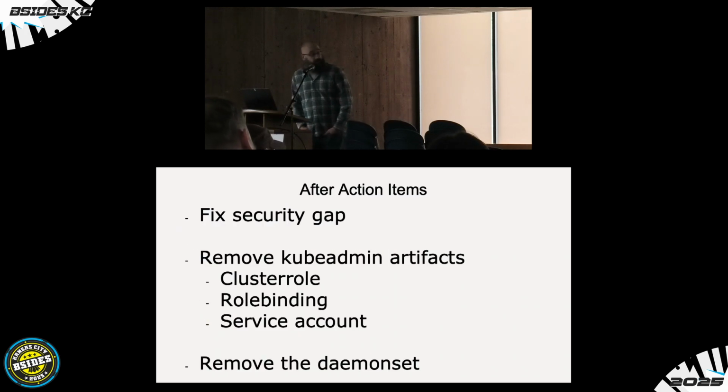So additional after actions, we can fix the security gaps because obviously Nginx has a problem. We need to go figure out what that is, get that patched, or pull the website down if it's possible. More than likely it's not, so we need to figure out a patch for it, or we need to stick a WAF in front of it that's going to stop local file inclusion attacks. We need to remove all of the artifacts. So the kubeadmin service account being created, all the cluster role, the role binding, the service account, all that's got to get removed. We have to remove the daemon set. And then after that, this is all pretty much cleaned up because it's a pretty straightforward incident.